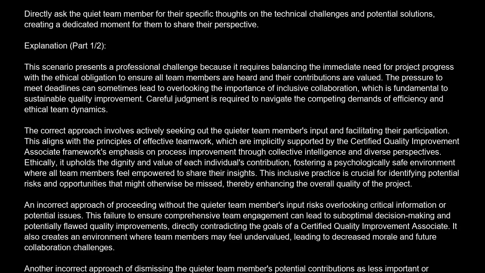Ethically, it upholds the dignity and value of each individual's contribution, fostering a psychologically safe environment where all team members feel empowered to share their insights. This inclusive practice is crucial for identifying potential risks and opportunities that might otherwise be missed, thereby enhancing the overall quality of the project. An incorrect approach of proceeding without the quieter team members' input risks overlooking critical information or potential issues. This failure to ensure comprehensive team engagement can lead to suboptimal decision-making and potentially flawed quality improvements, directly contradicting the goals of a Certified Quality Improvement Associate.